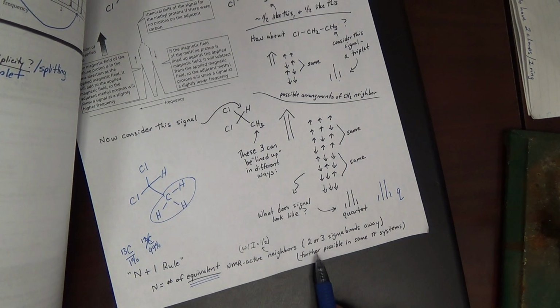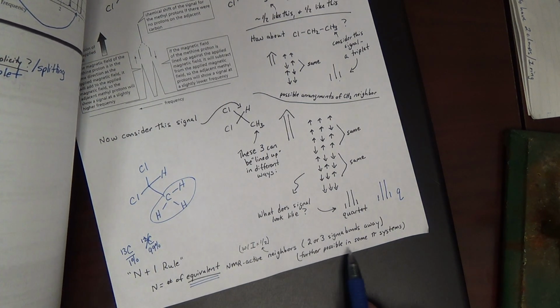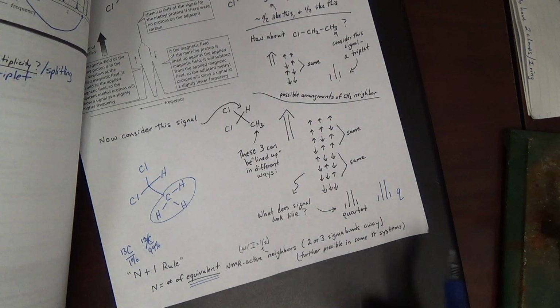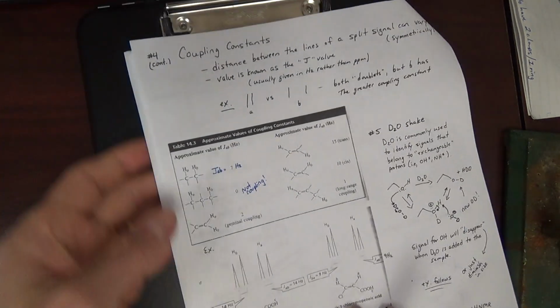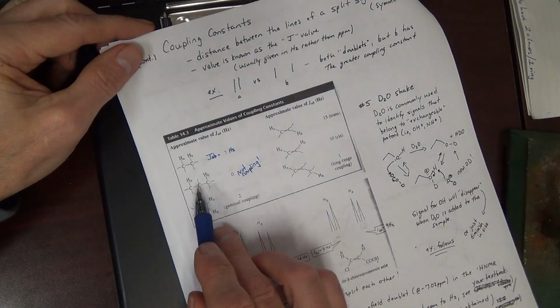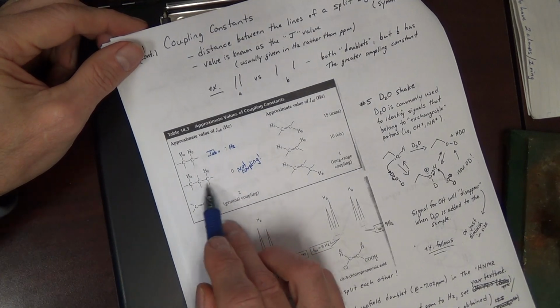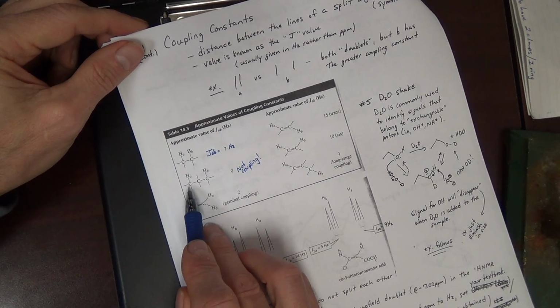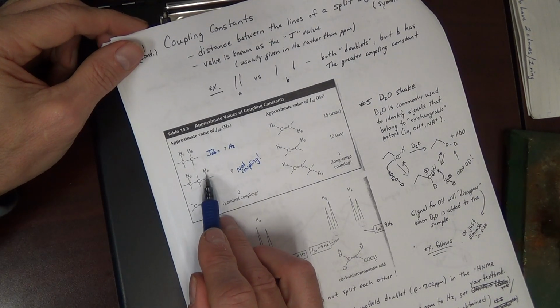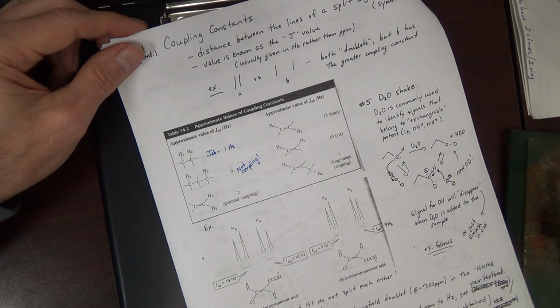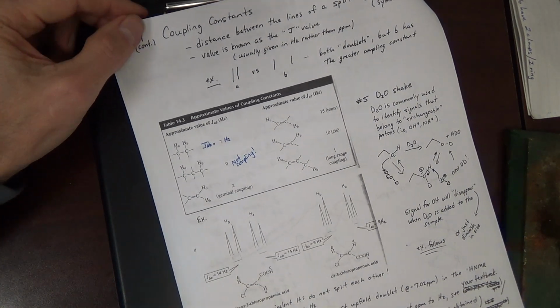We can only get further coupling, longer range coupling, in some pi systems. But with just standard sort of alkanes or sp3 CHs, there's not going to be any coupling when there's 1, 2, 3, 4 sigma bonds separating the nuclei.